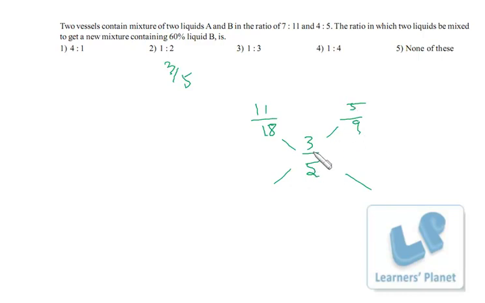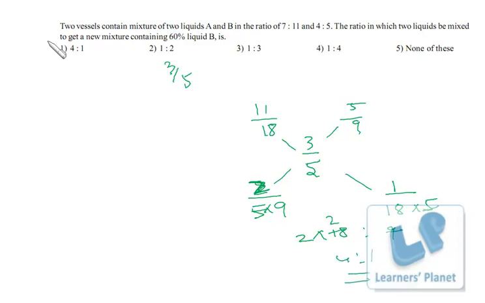3/5 minus 5/9, that is 27 minus 25, so that's 2/45. Here it is 11/18 minus 3/5, that is 55 minus 54, 1/90. So it is 2/45 to 1/90, that is 4:1. As simple as that. Okay, I hope you are clear.